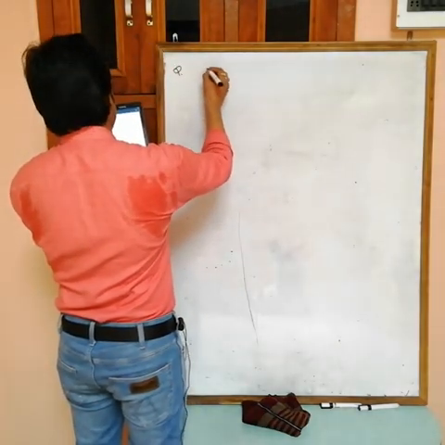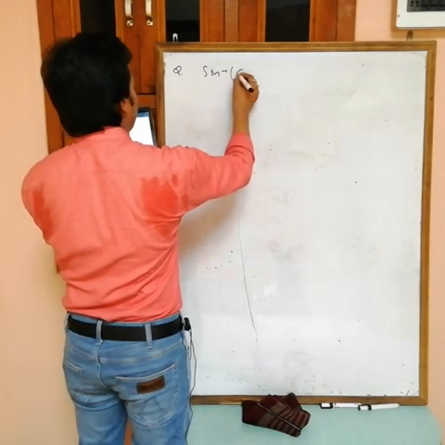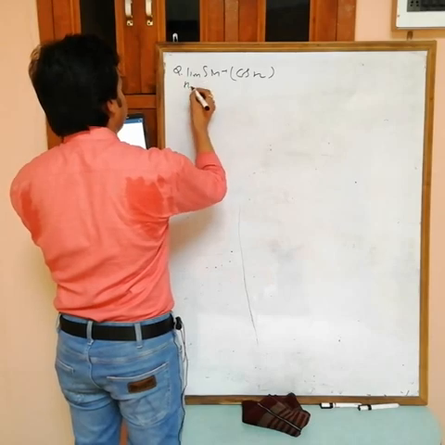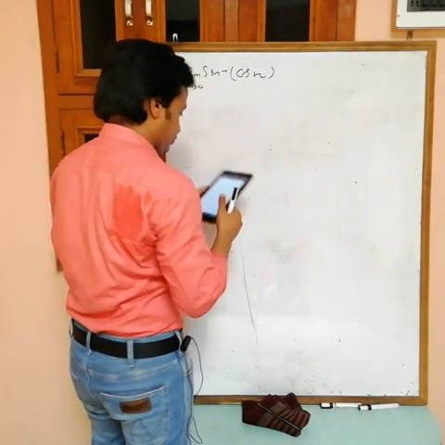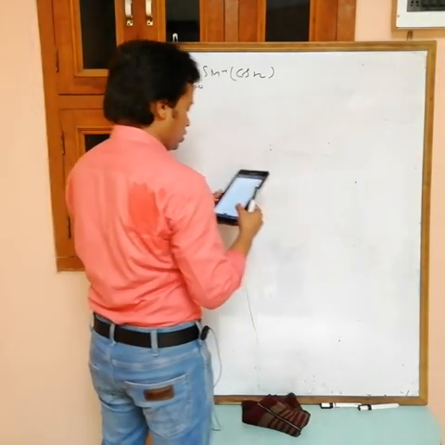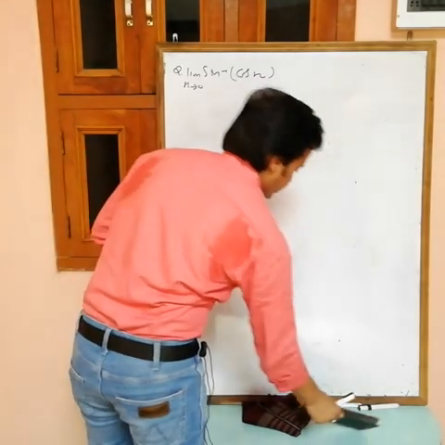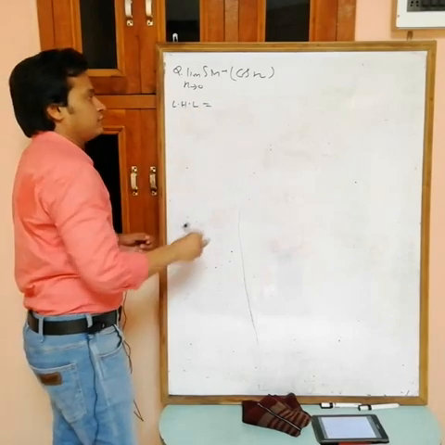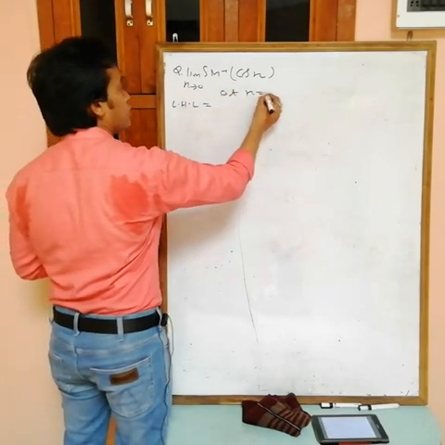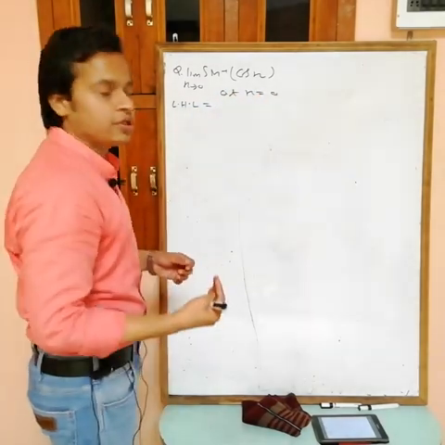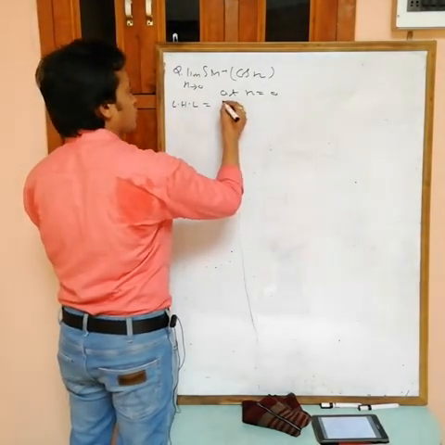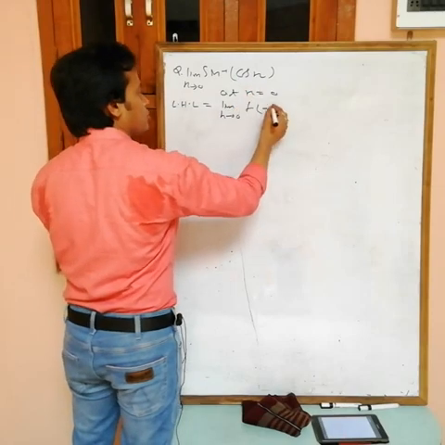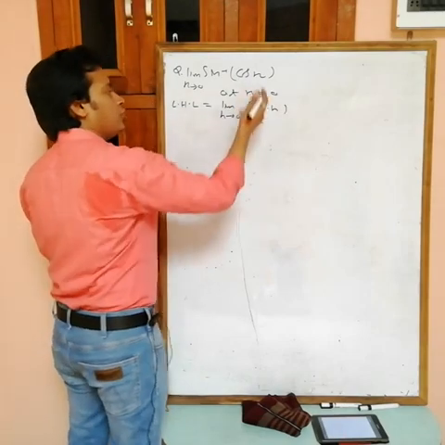Next, sine inverse of cos x and limit x tending to 0. First write this one. Now again LHL, we want the limit at x equals 0. LHL is the value of the function at a minus h. So limit h tending to 0 of f of a minus h, where a is 0, so 0 minus h is minus h.